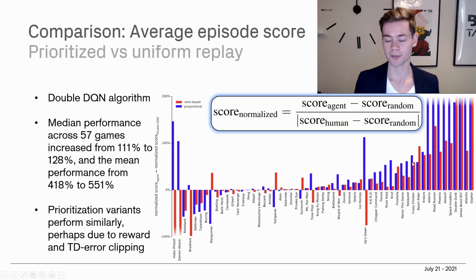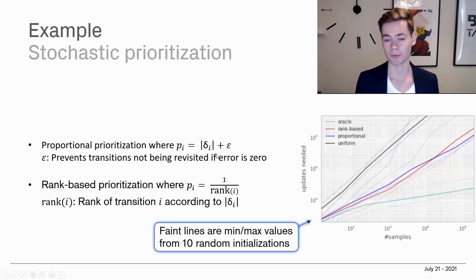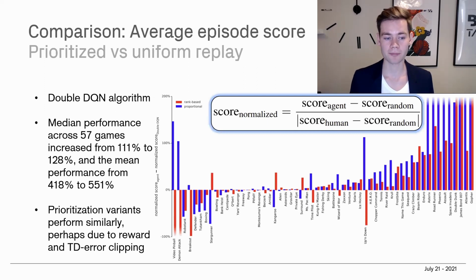We have the performance for both of the schemes that we discussed. So you can see that the red ones are for the rank-based algorithm and the blue ones are for the proportional algorithm. So these come from the previous slide, right? These two methods that we had of prioritizing our replays. And so we can see that the median performance across these 57 games increased from 111% to 128%. And the mean performance went from 418% to 551%. So this is a significant performance improvement, both in terms of the mean performance and in terms of the median performance.